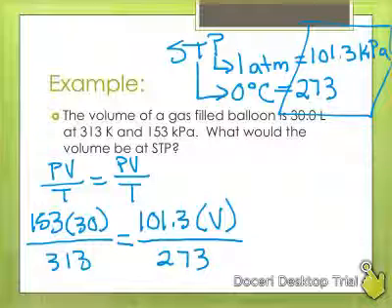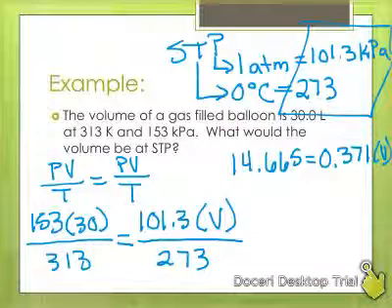So honestly, what I'm going to do is I'm going to start simplifying because there's a lot of numbers right here, correct? So I'm going to simplify the left and right side. So 153 times 30 divided by 313 gives me 14.665. And that is going to equal 0.371 times my volume. Now how do I get my volume all by itself? Divide by my 0.371.